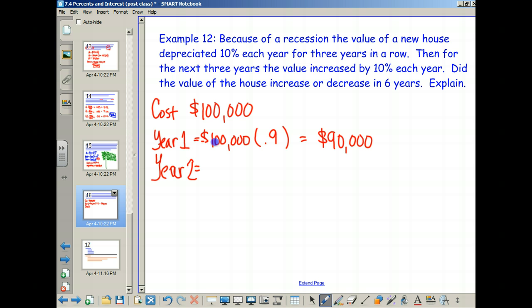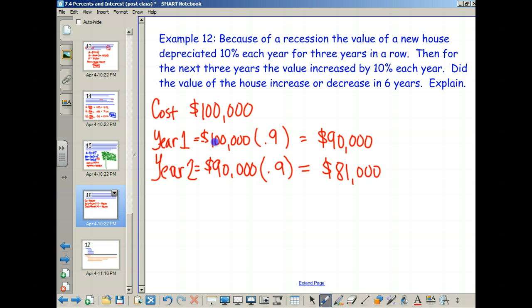I'm going to take the value of my house, which currently is $90,000, okay? And it's going to decrease by 10%. Well, again, I can find out 10% of that, which is $9,000, right? And subtract. Or I can find out 90% of the value that I currently have, either way. And what would I get? 81,000. Again, either way I do it, I get 81,000.